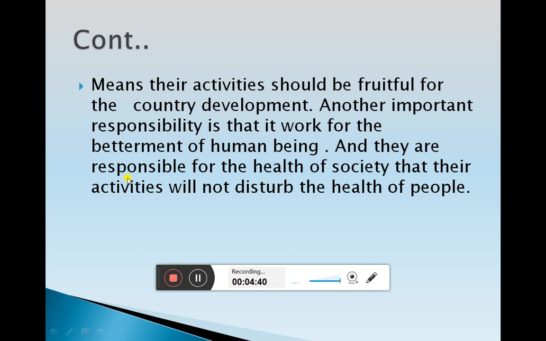Betterment of human society or human beings. I was a student in 2006 and 7, when I was a student of my college, that was a government college.